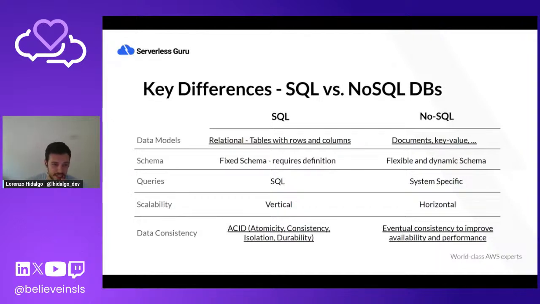The first one is data models. What I mean by data models is what type of data you can store on the different databases. On SQL, it's usually only for relational data, so tables with rows and columns. With NoSQL, depending on the NoSQL database that you end up using, you can almost store anything, meaning you can store documents or key values.